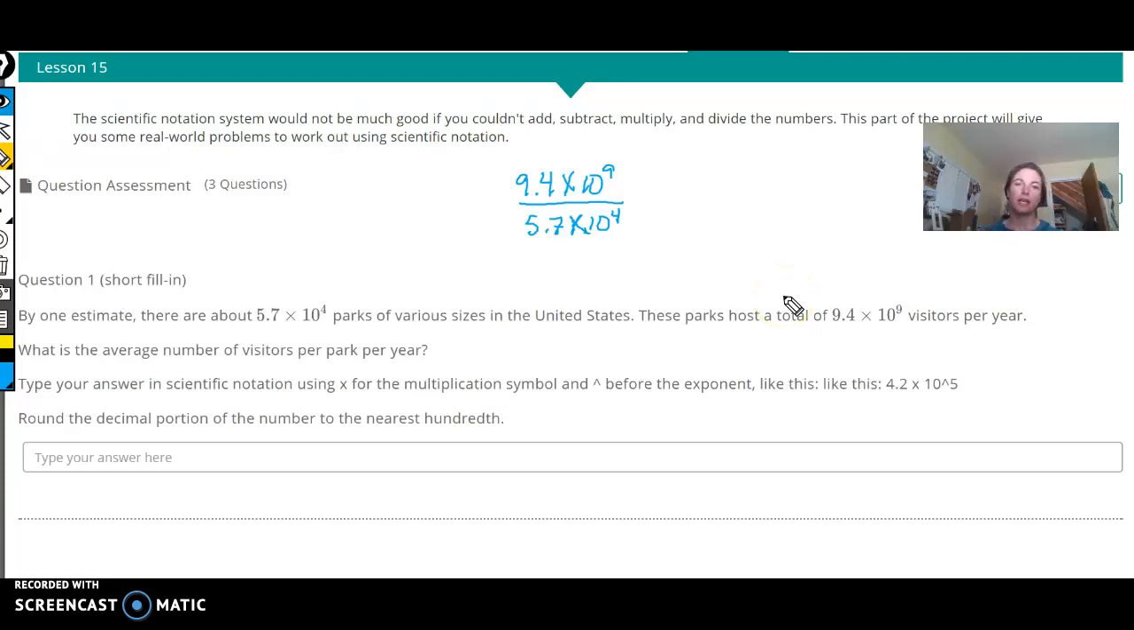So let's go ahead and take care of those tens right now. We've got the same base, so we can say that this is going to be 9.4 over 5.7 times 10 to the 9 minus 4, or 9.4 over 5.7 times 10 to the 5th power. Okay, so I'm going to get out my calculator and divide 9.4 by 5.7. It's going to be 1 point something.